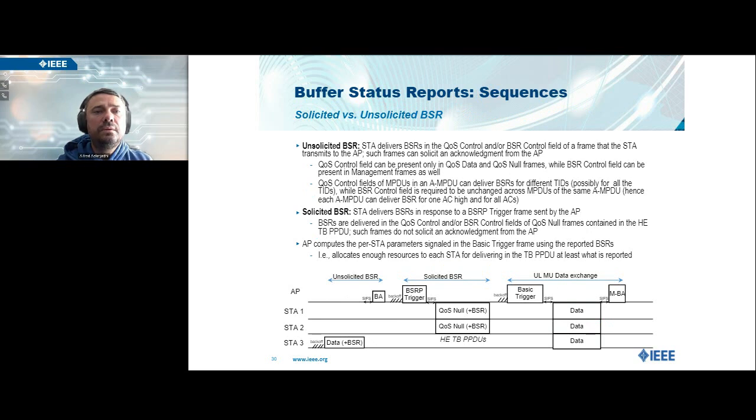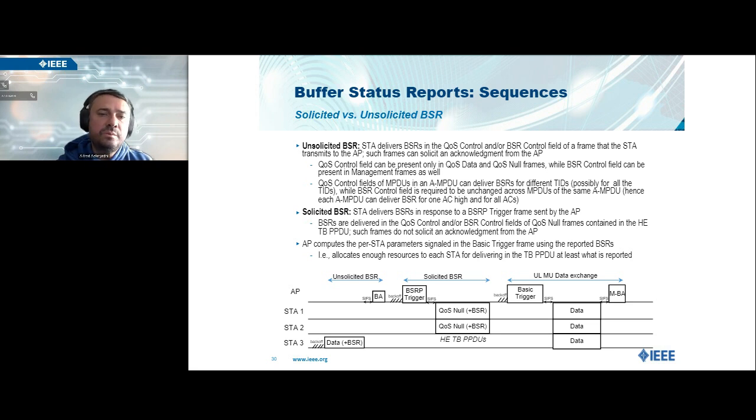In terms of sequences, we do have 2 sequences for BSR. One is unsolicited, so the station can report buffer status reports at any time that it sends data. And the solicited BSR, which is essentially delivering the buffer status reports only in response to the BSRP trigger frame. The station can use either of the two or both. And anytime that the access point receives any reports, it is going to use this report to essentially prepare the uplink resources for the station, so that the uplink multi-user resources are used efficiently.